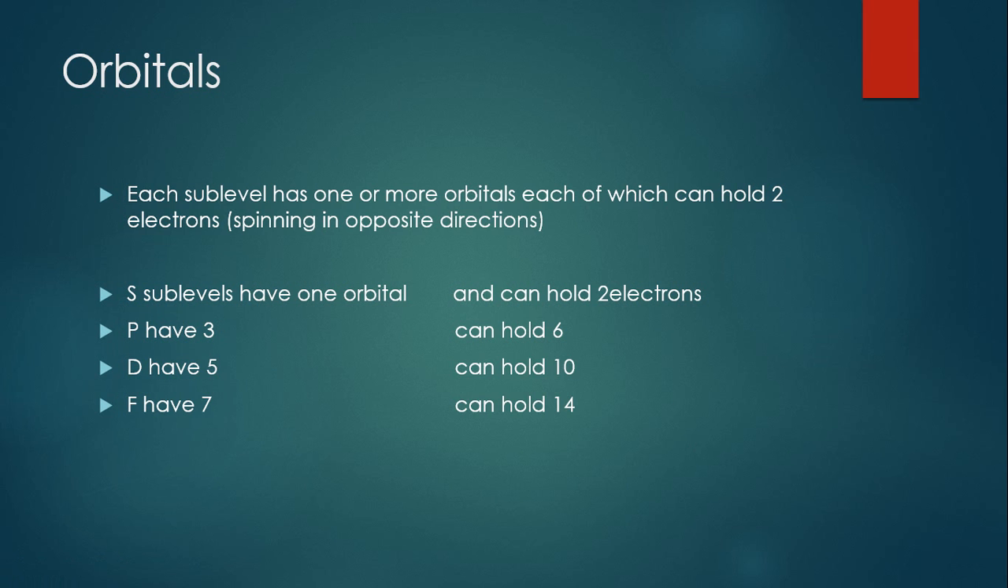So each sublevel has 1 or more orbitals, each of which can hold 2 electrons. And again, if they are in the same orbital, they need to be spinning in opposite directions. Good old Pauli exclusion principle.